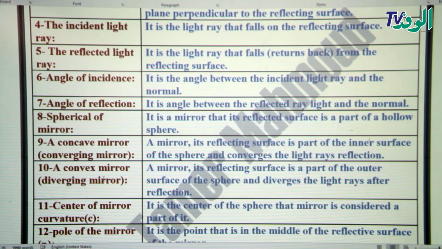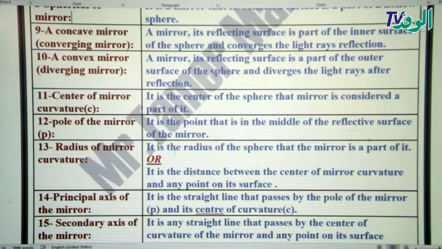Number 10, the convex mirror, the diverging mirror. What's meant by the convex mirror? It is a mirror whose reflecting surface is a part of the outer surface of the sphere, and it diverges the light rays falling on its surface.